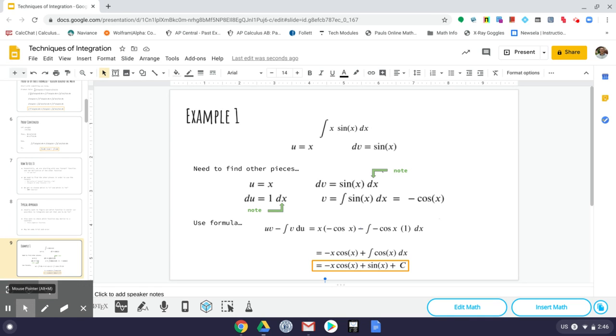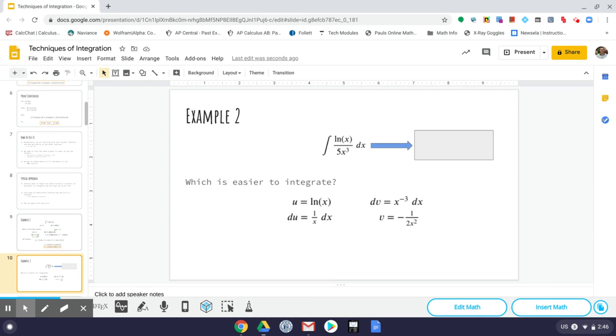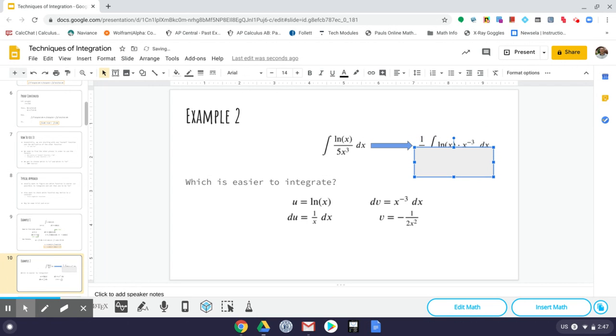Okay. Let's move on to example number 2. So example number 2, the natural log of x divided by 5x to the third. Well, I know that this is really 1/5 multiplied by the integral of the natural log multiplied by x to the negative third. Again, I had said that this is really multiplication, it looks like division. I mean, it is division, but it's also multiplication, right? So this still works in the world of integration by parts, the product rule of integration.